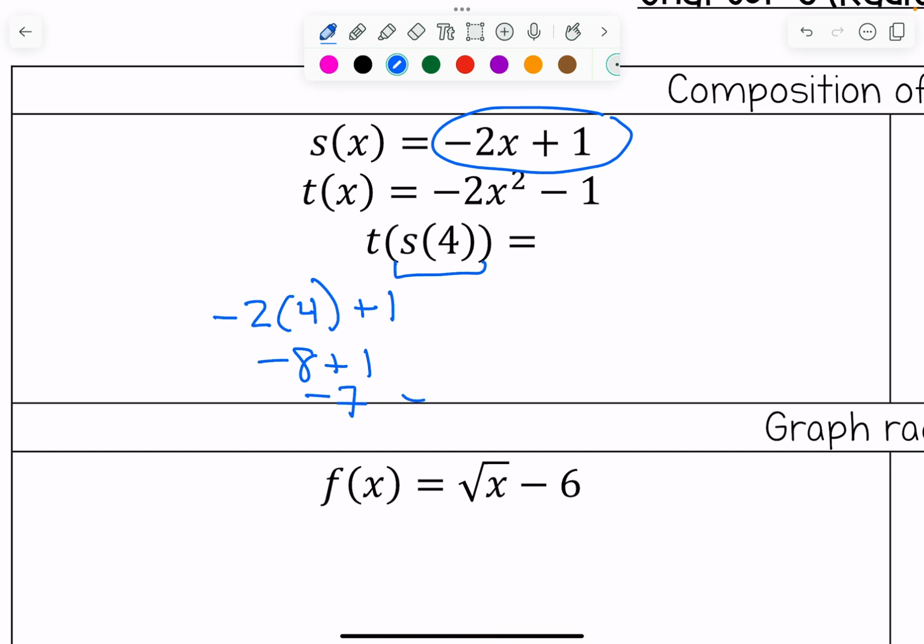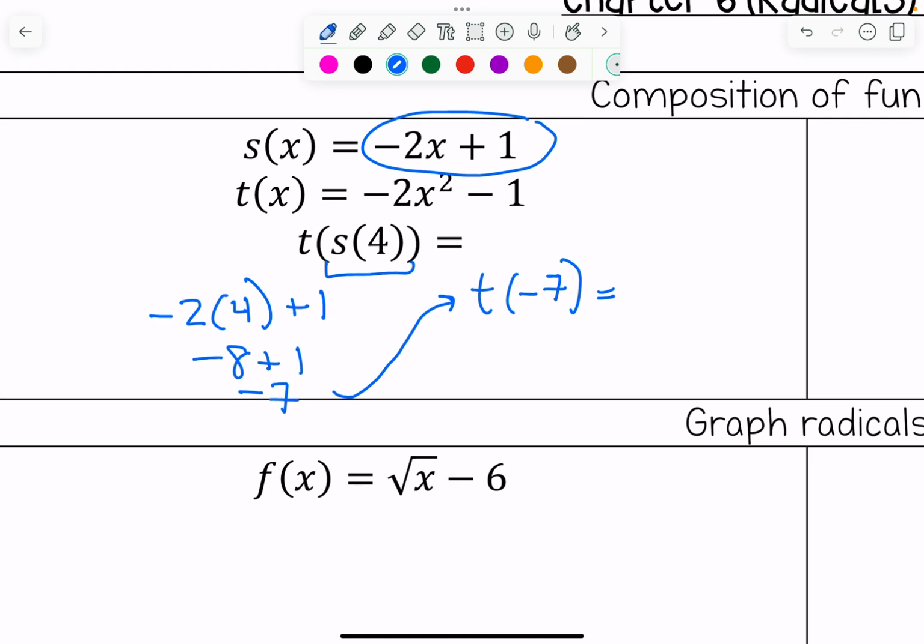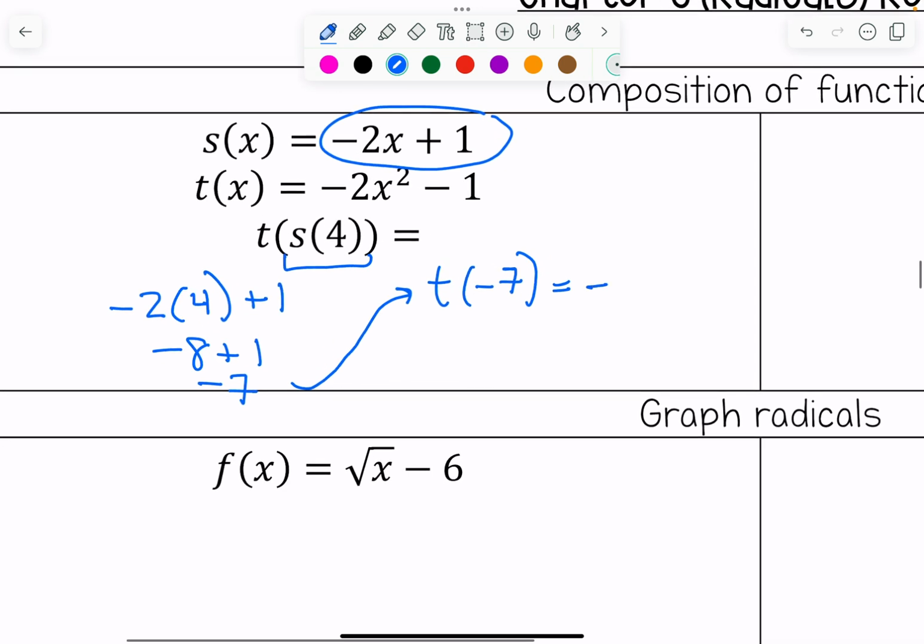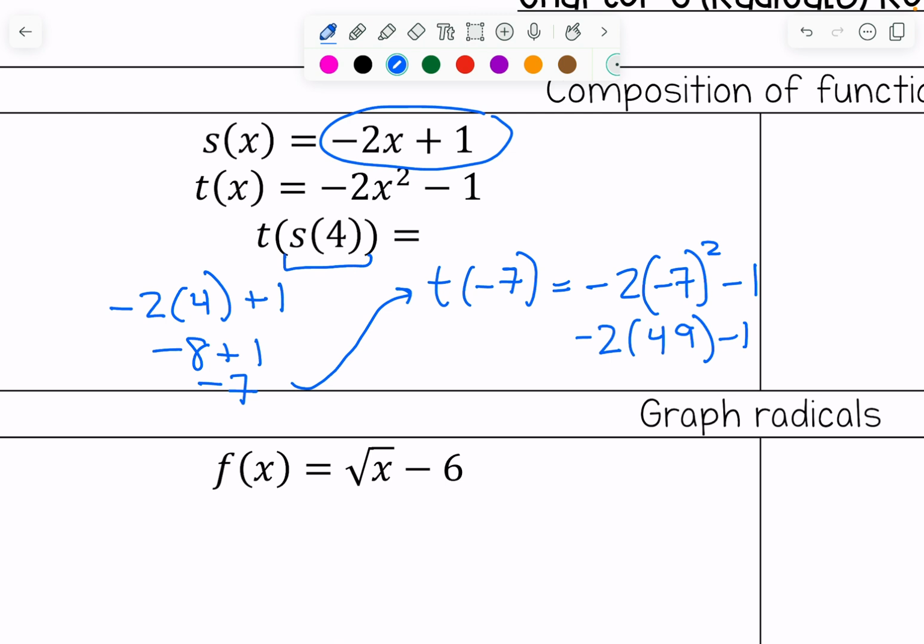Then we're going to put that, the negative 7, inside of t as the x. So here we go. We're going to place that in. We're going to do negative 2 times negative 7 squared minus 1. That's going to be negative 2 times 49 minus 1. 49 times the negative 2 is negative 98, minus 1 is negative 99.